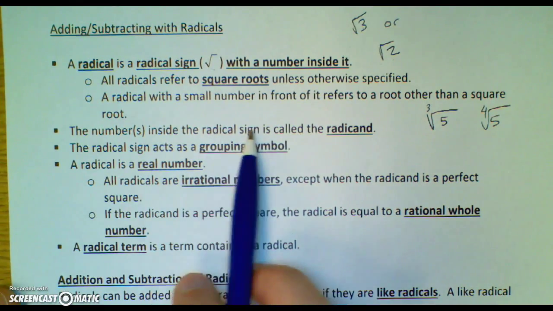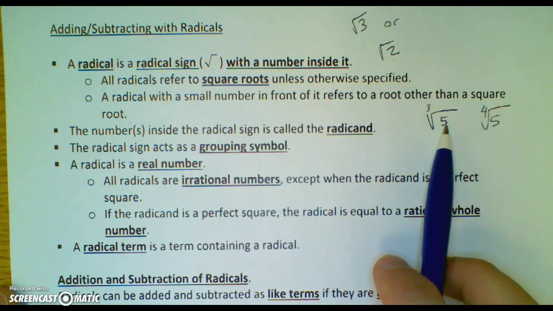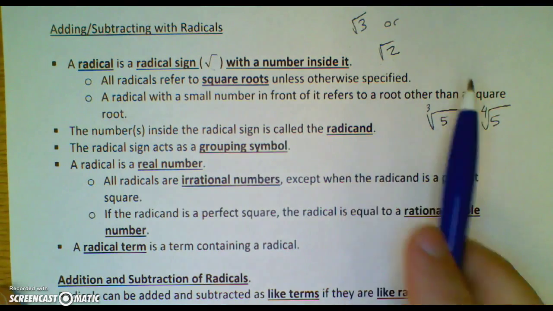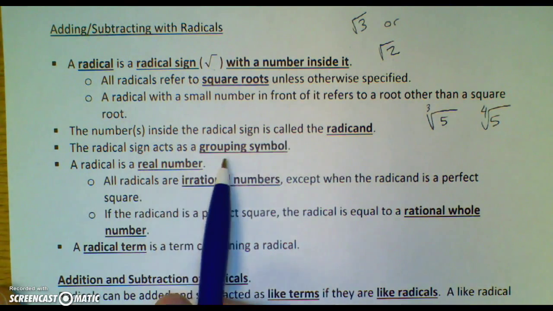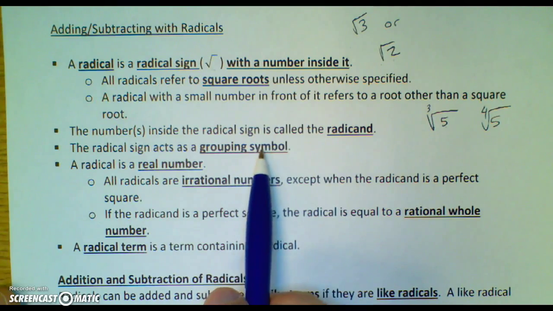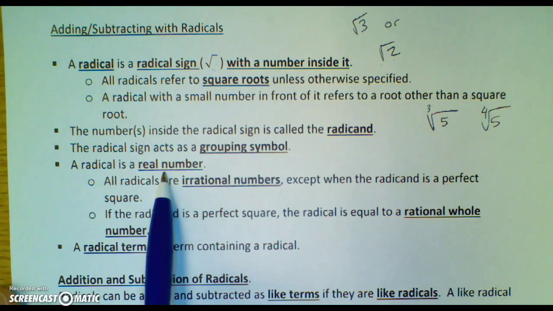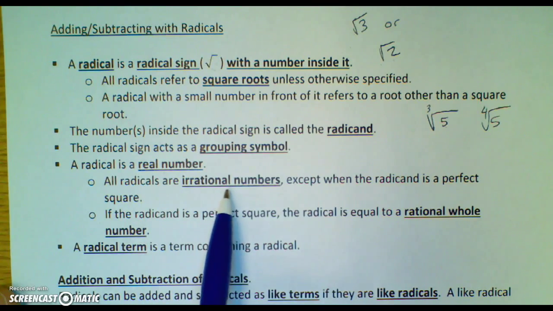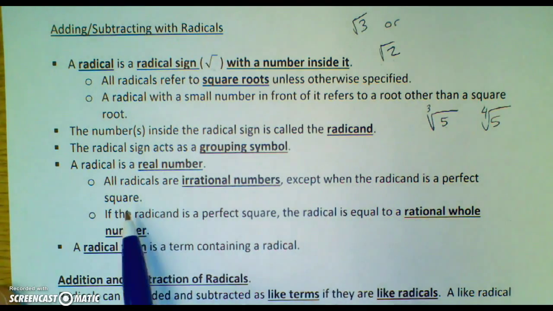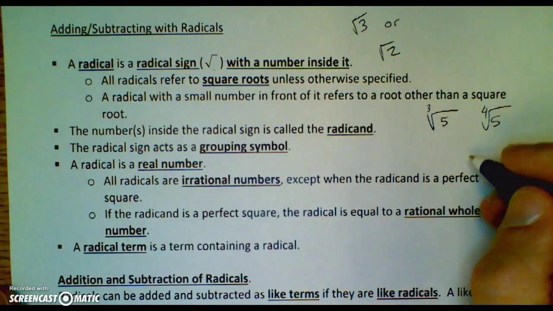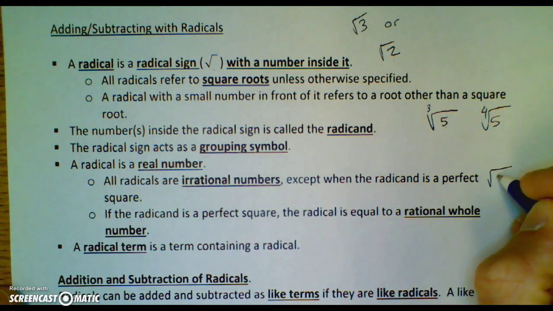The number inside the radical sign is called the radicand. So this is called a radicand, the number on the inside. The radical sign acts as a grouping symbol. We talked about that when we did order of operations. A radical is a real number. All radicals are irrational numbers except when the radicand is a perfect square. So we learned about that when we did real numbers.